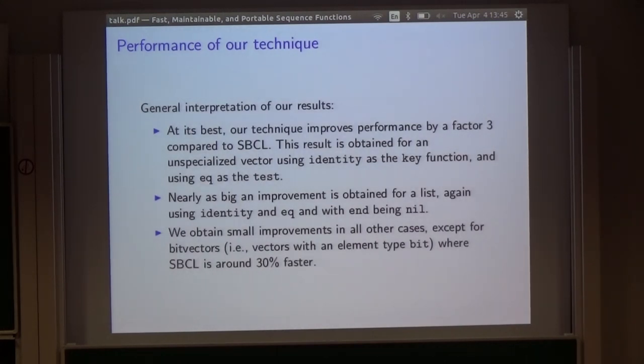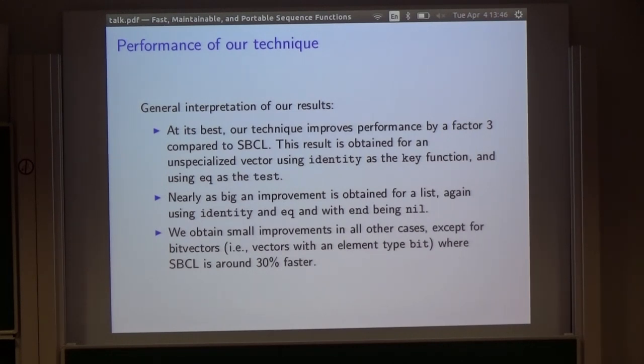So, general interpretation of the result. At best, our technique improves on what SBCL does by a factor of 3. This happens for unspecialized vectors using identity as a key function and using EQ as the test. We get nearly as big an improvement for lists, again with identity and EQ. And we obtain small improvements for all of the other cases except for bit vectors, which I will talk about later.